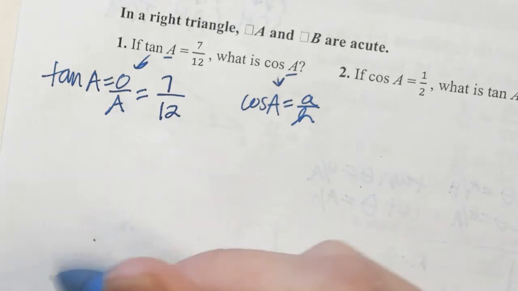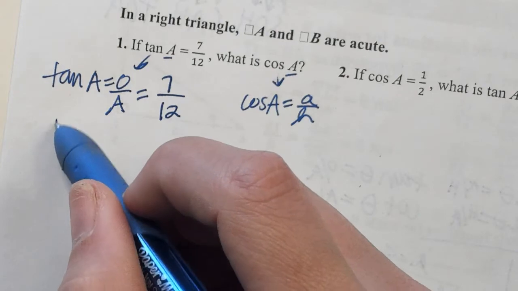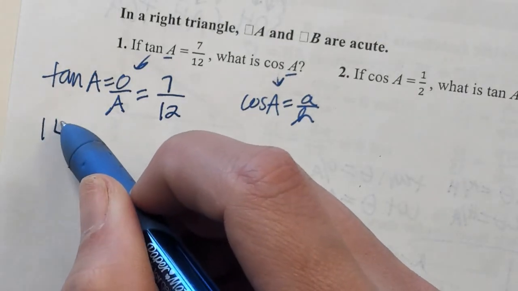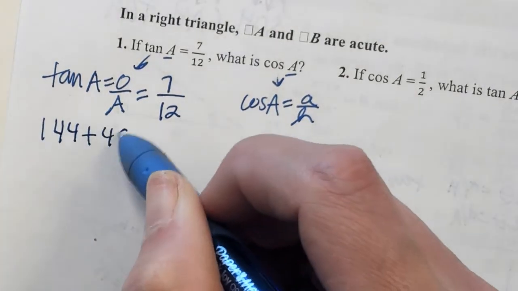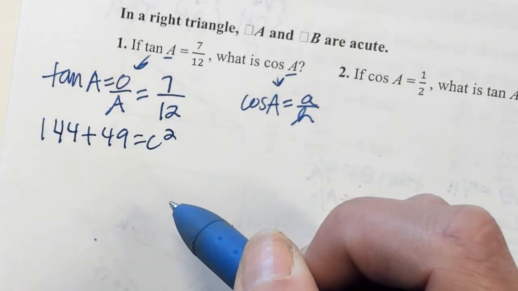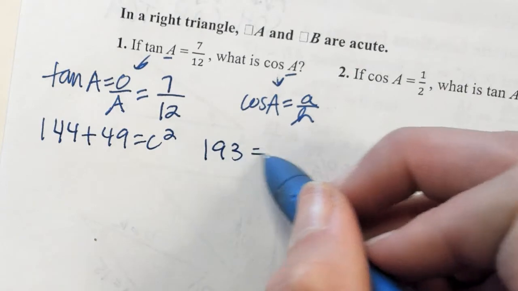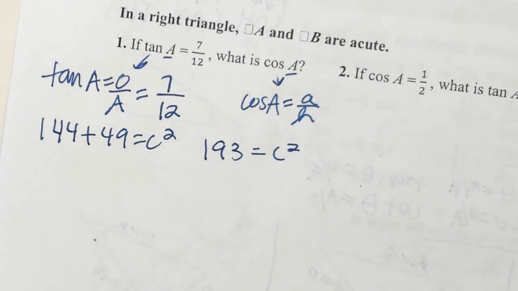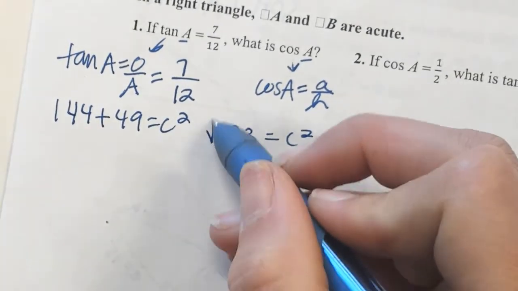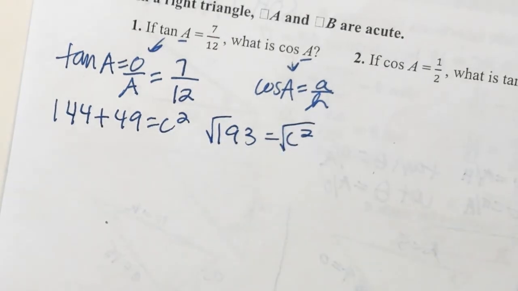Good. Okay, so tell me how to set that up again. 12 squared. So 144 plus 49, equals c squared. What is 144 plus 49? 193. So how do we solve for c? Take the square root of 193, right?